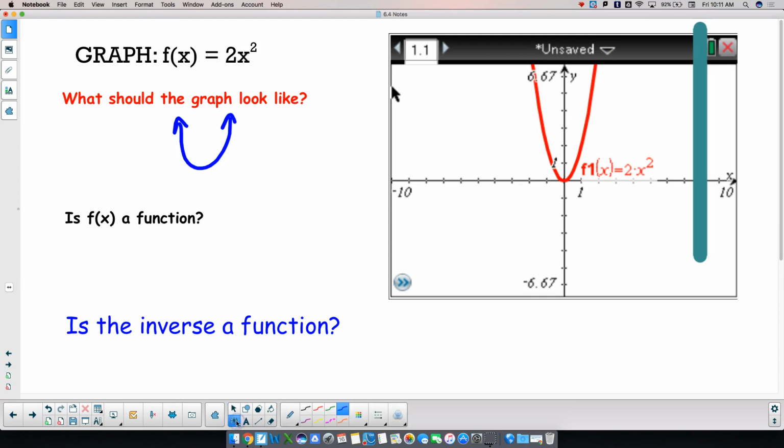Provided that that continues, that is a function. I would agree that f of x is a function. It passes my vertical line test. Is the inverse of f a function?